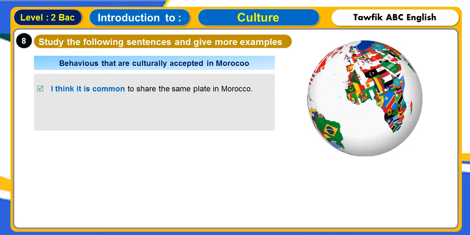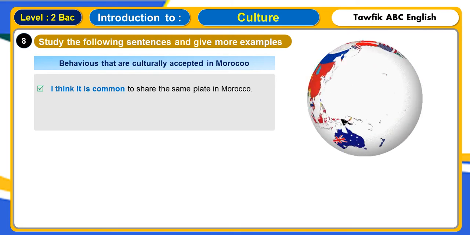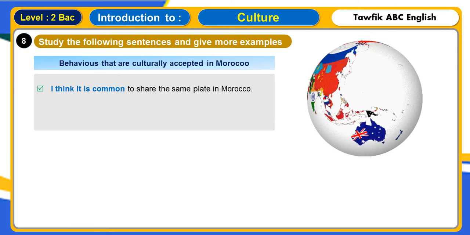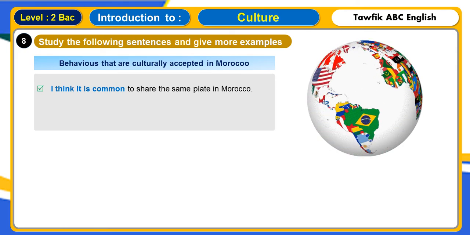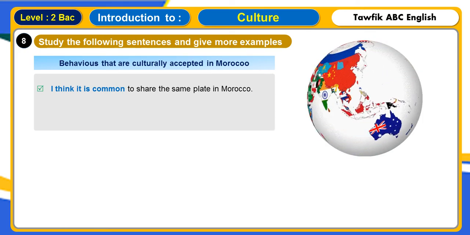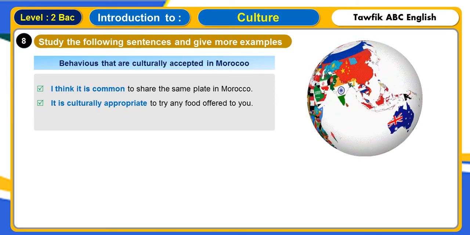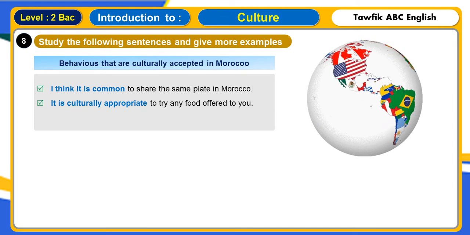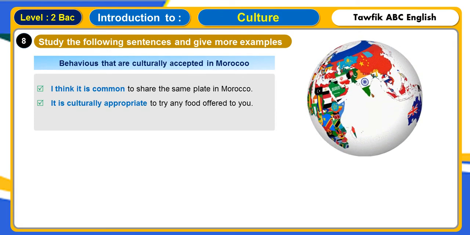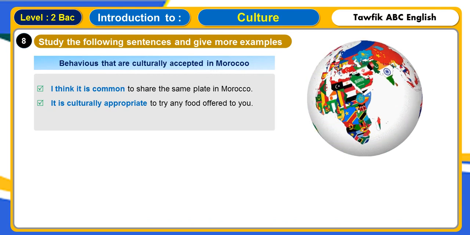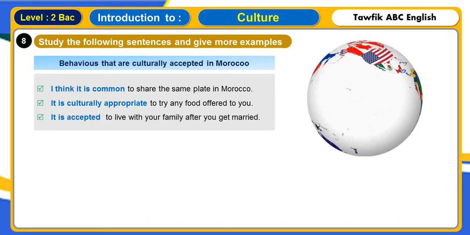في المغرب عادي أن الناس يحطوا واحد الطبسيل في الطاولة ويتشاركوه كاملين يأكلوا منه. It's common. In other cultures, maybe each one should have his own plate. Number 2, it is culturally appropriate to try any food offered to you. من طبيعي ومن العادي ثقافيا أن شي واحد عطاك شي حاجة تاكلها عرض عليك كذا راه it's okay.